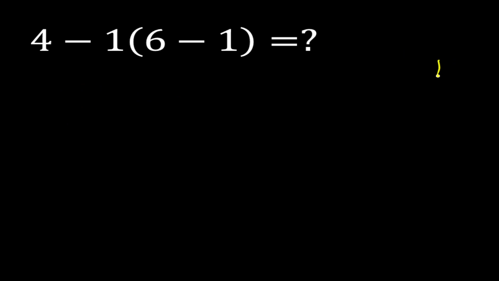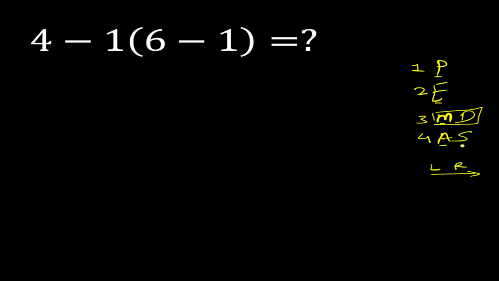So PEMDAS, P E M D A S. According to PEMDAS, first priority is parenthesis, and second priority is exponents. Third priority is multiplication and division. Here multiplication and division both have equal priority, so we have to solve from left to right. And fourth priority is addition and subtraction. Also addition and subtraction both have equal priority, so we have to solve from left to right.